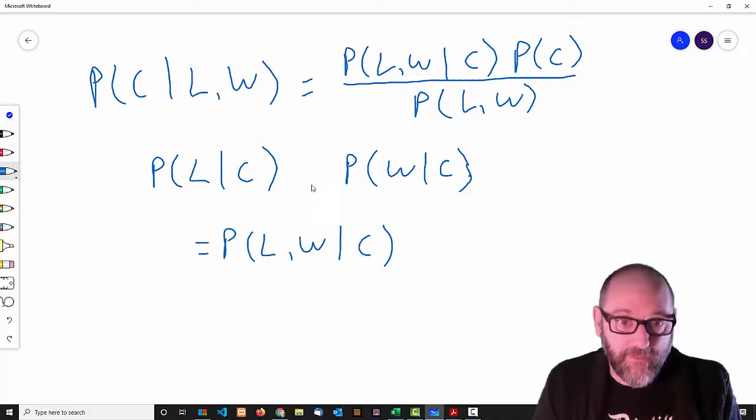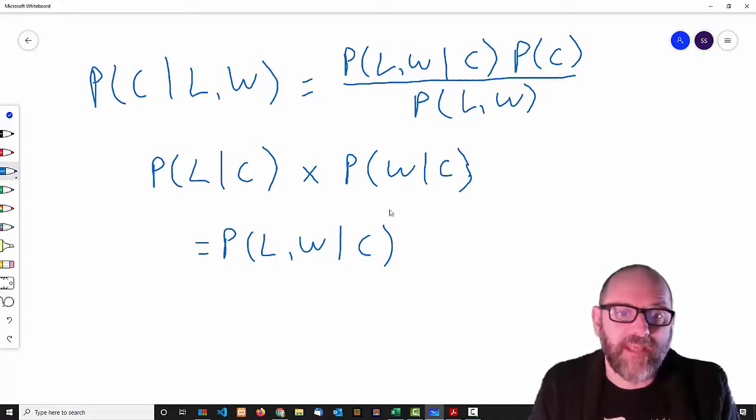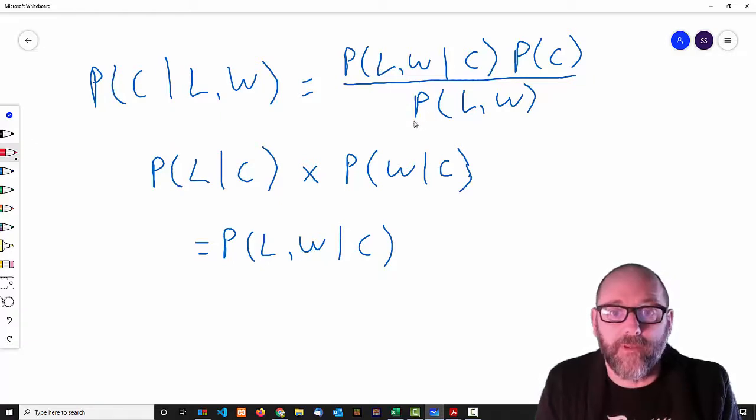Well, just multiply them. So we multiply the probability of getting that length, given that it was a cat, times the probability of getting that width, given it was a cat, and we're going to naively assume that that's an estimate of getting the probability of that length and width together, given that it was a cat. And we can do the same thing with this. So that gets us this top probability.